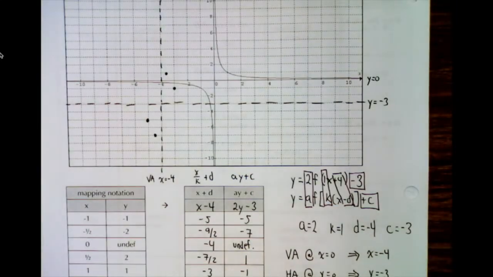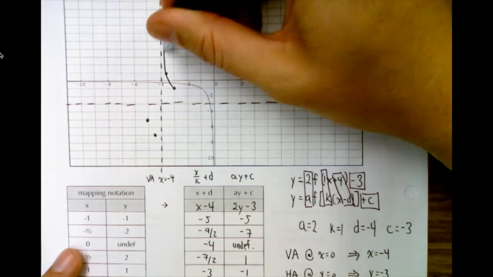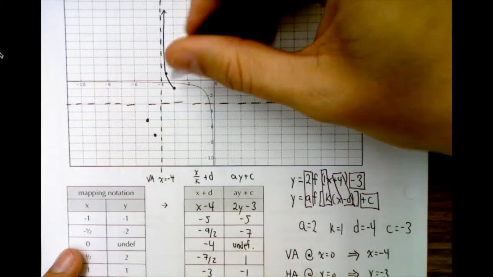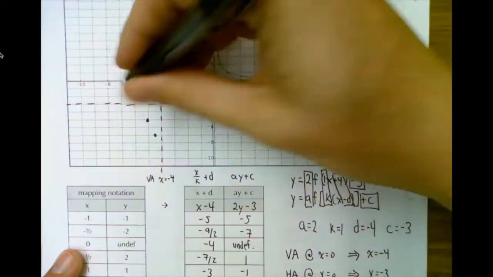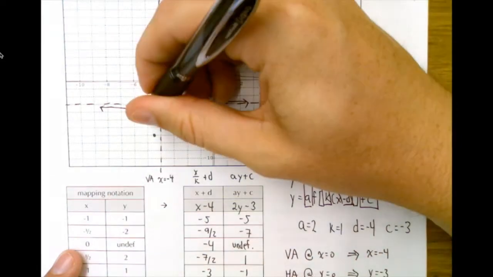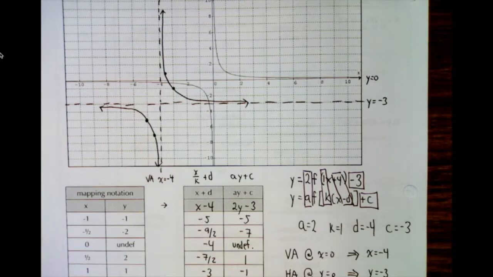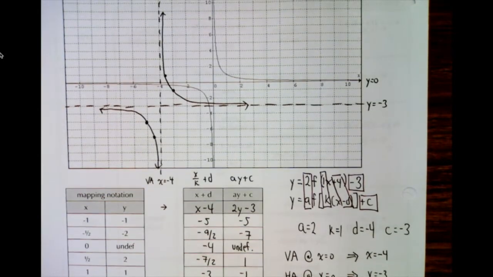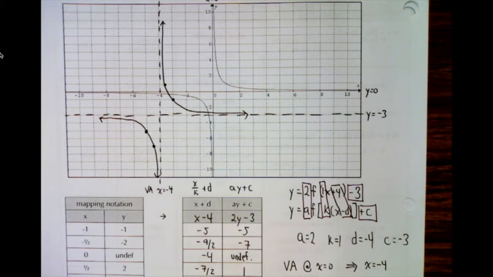What we have is parts of our branches, so we can connect the parts and extend towards the asymptote. And we can do the same here and extend towards the asymptote. And on this side, we can extend towards the asymptote. And here we can extend towards the asymptote. So we still have the same shape of our graph, but we've shifted it and we've vertically stretched our rational function. So that is how to transform a rational function using mapping notation.